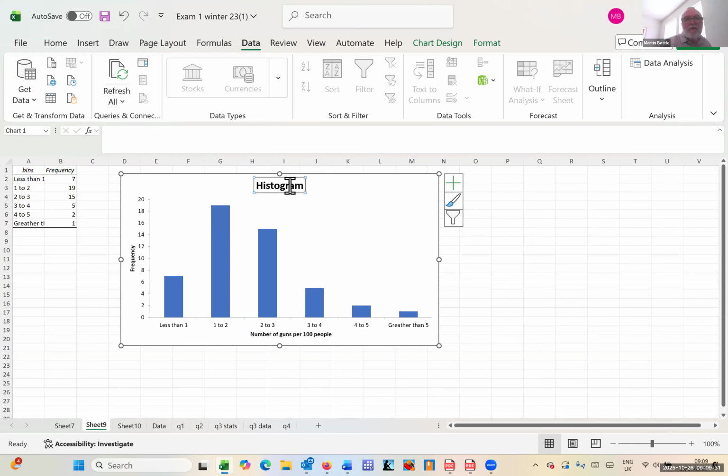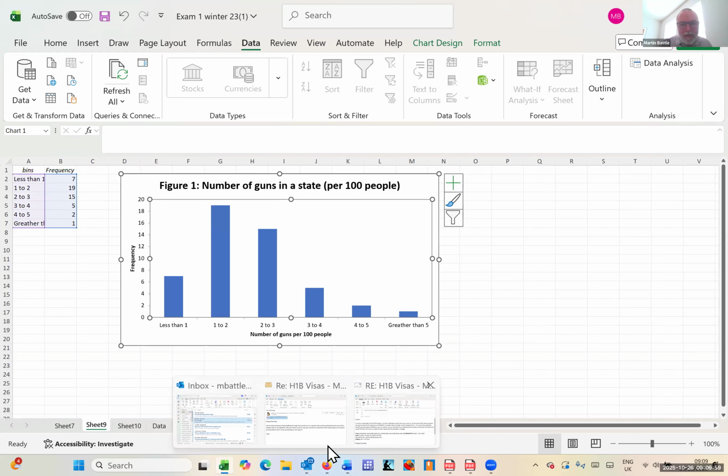I would normally put this into a Word document, but I'm not going to. I'm just going to do this. So this is going to be figure one. Number of guns in state per 100 people. That's perfectly fine.